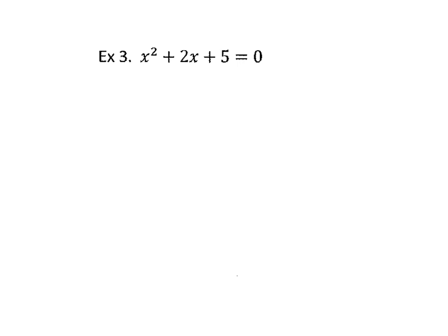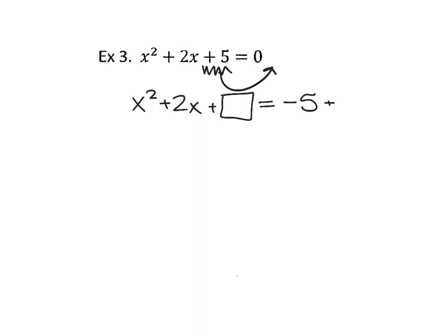To complete the square, what you're going to do first is take the constant term and move it to the other side. So this would turn into x squared plus 2x plus a blank, I'm going to put a box because I think it's fun, equal to negative 5 plus another blank. Because what we do to one side, we have to do to the other. So I have to leave blanks on both sides for the number that I'm going to add to this problem.